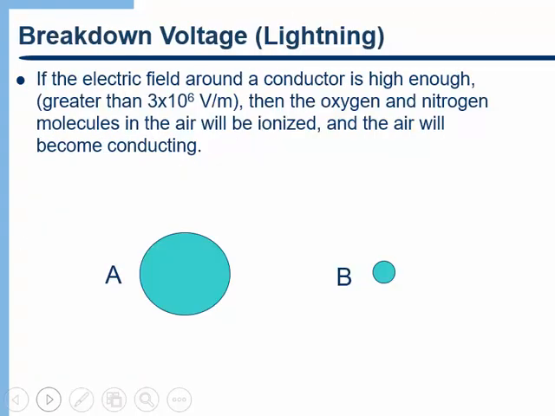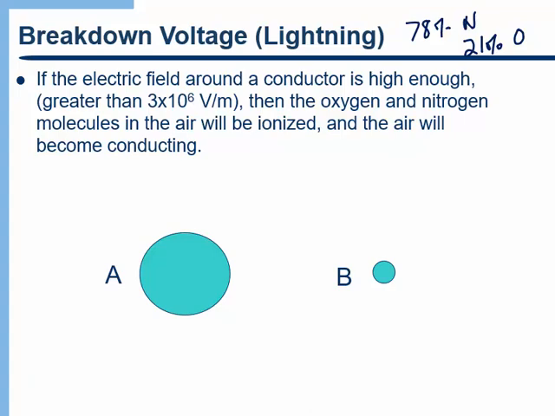Let's look at the following question. It says, if the electric field around a conductor is high enough, greater than 3 times 10 to the 6th volts per meter, then the oxygen and nitrogen molecules in the air will be ionized and the air will become conducting. By the way, we know that air is about 78% nitrogen and about 21% oxygen, and then everything else is just that small percentage that's left over.